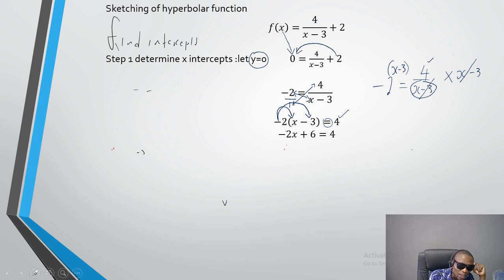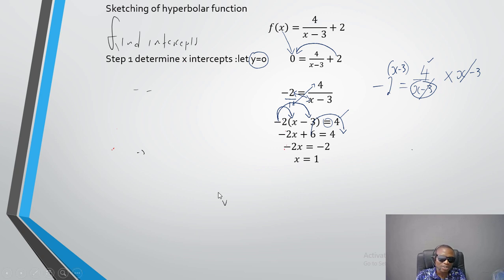So minus 2x plus 6 equals 4. Now what are you going to do from here? You are going to group like terms. You are going to take positive 6 to this side. So you will have minus 2x equals 4 minus 6. 4 minus 6 is minus 2. Minus 2x equals minus 2. Now you divide both sides by minus 2. x is 1. So this is your x-intercept, and your graph will cut the x-axis at 1.